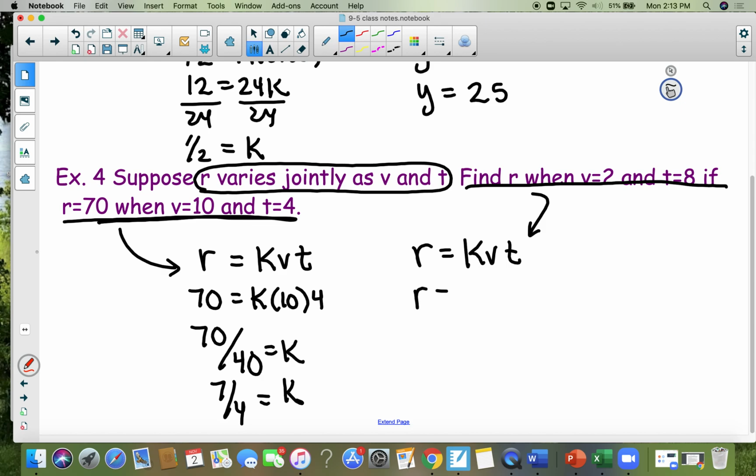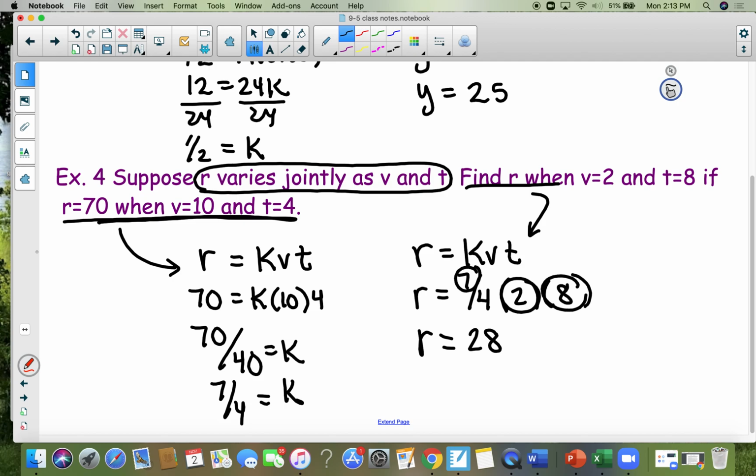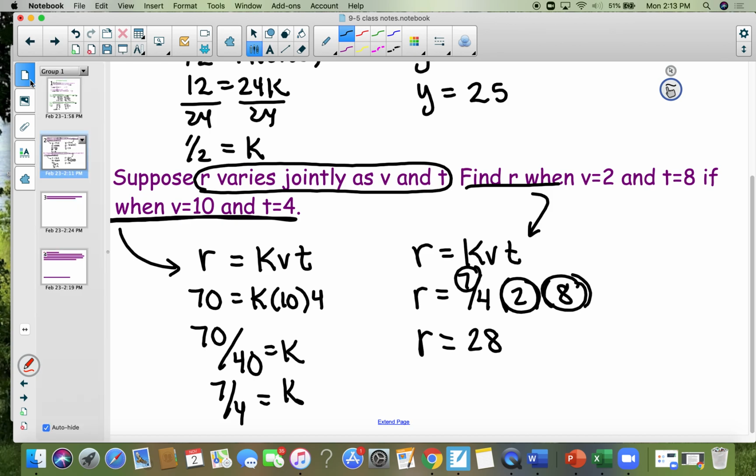Find R. We know that K is 7/4. We know that V is, it's hard to read, but I think it's 2 and 8, right? Yeah, 2 and 8. R is equal to 28. All of these are on the top, so you can multiply them all together and then divide by 4, and you're going to get 28. Okay, couple more.